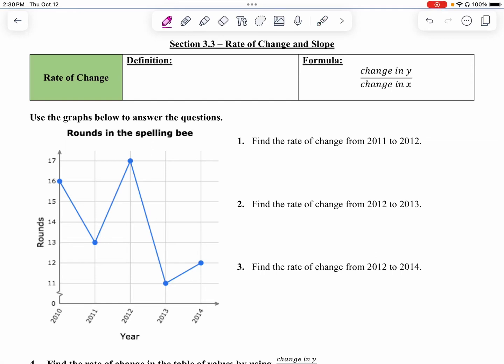Hey everyone. Today we are going to talk about rate of change and slope. So rate of change we've looked at already once this unit, but it is how one quantity changes in relation to another quantity.